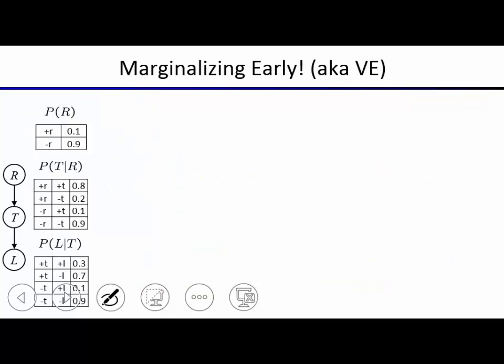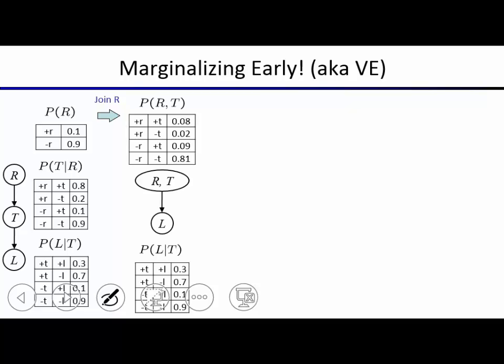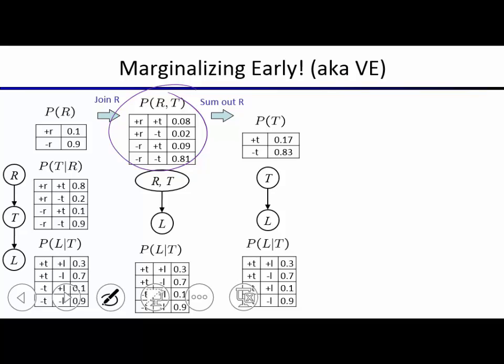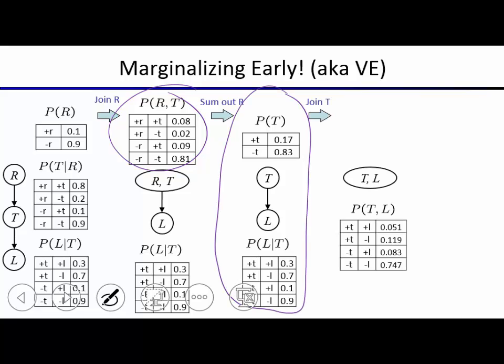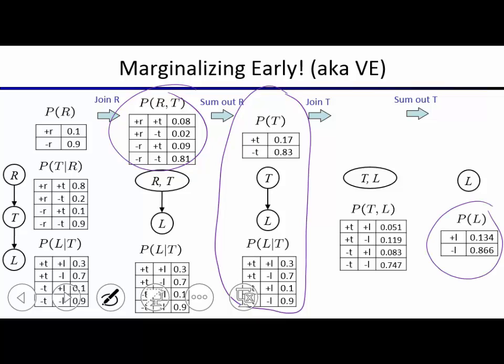Mechanically, what it looks like is as follows. We now first join over R. So that gives us this table over here. We've already done that before. But now, rather than joining on T next, we eliminate R. So mechanically, what that looks like is we sum out over R in this table over here, giving us a distribution for T, probability of plus T, negative T. Now, the next step is working with the factors that we have now, we join on T. This gives us a new factor. We know how to get that kind of factor. And then we decide to sum out over T, and we get the resulting factor here, which is the answer to our query. So that was variable elimination in a mechanical way.